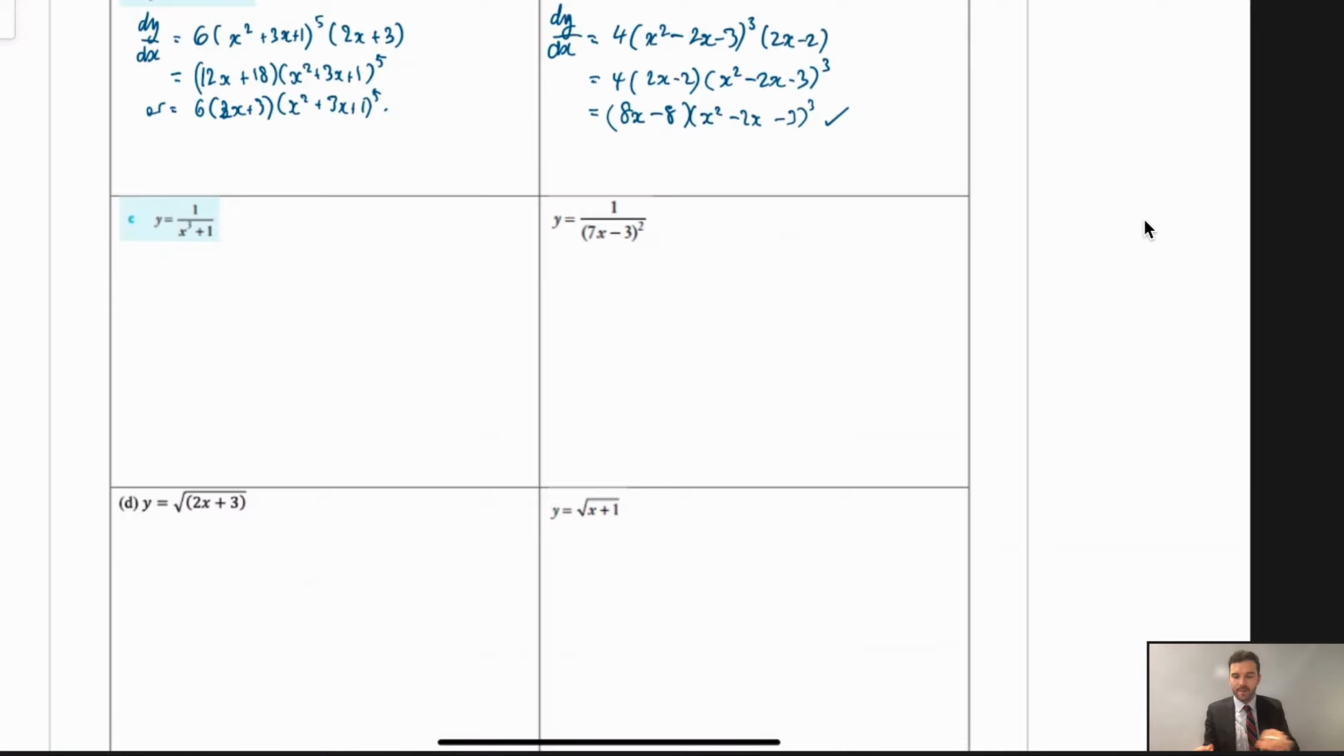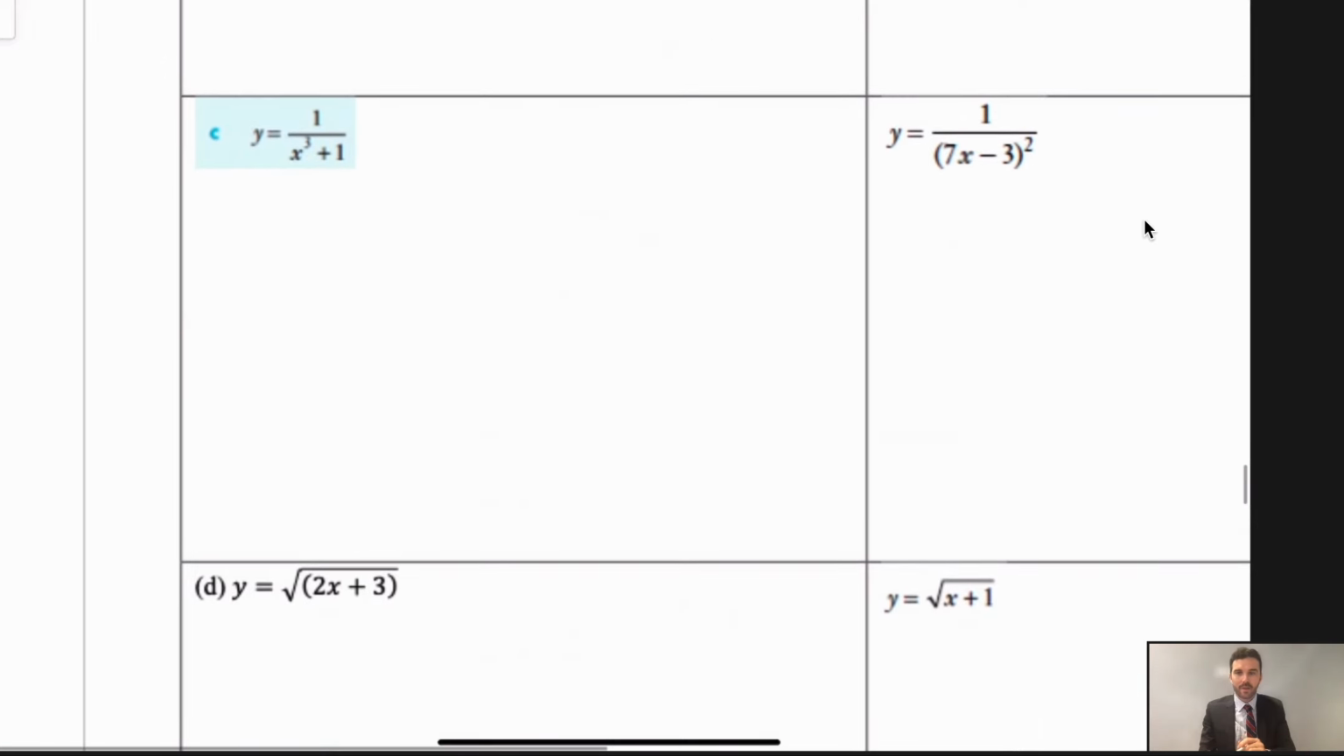It's slightly more tricky. So we've got y is equal to 1 on x cubed plus 1. Now, when we're differentiating, we still use that rule of thumb that we want to bring it up to the numerator where we can. So we can rewrite this as x to the 3 plus 1, to the power of negative 1. You take the denominator up to the numerator and make it a negative.